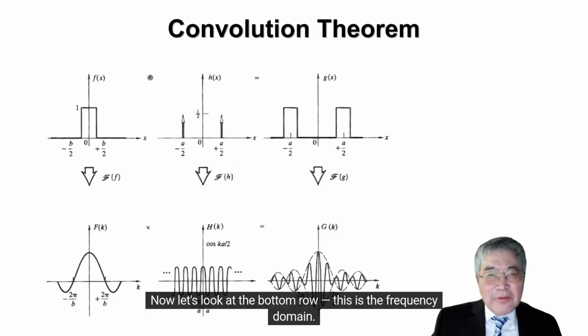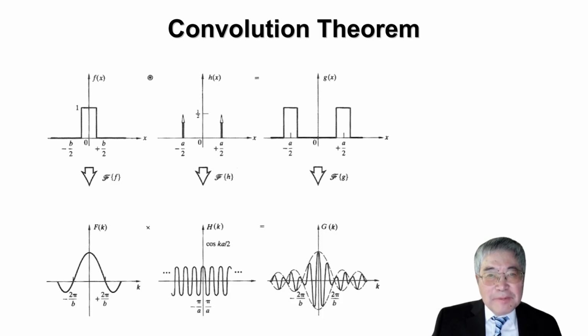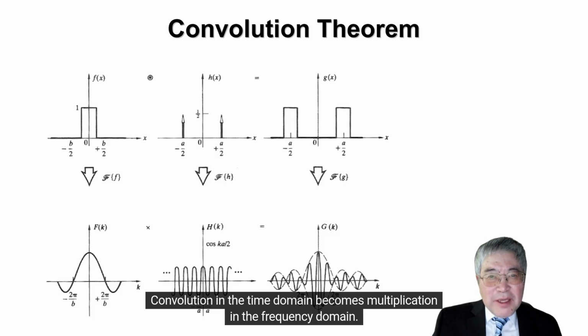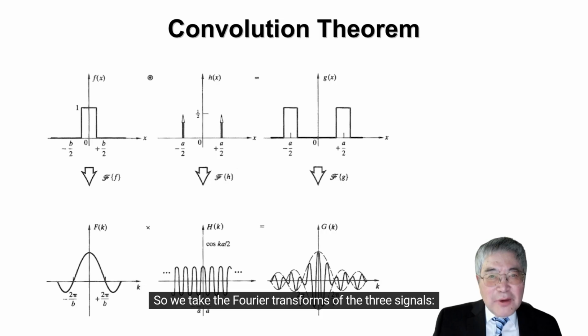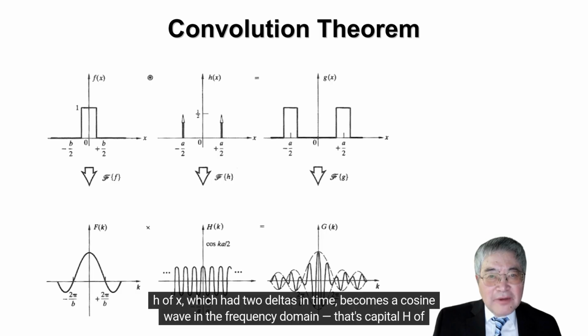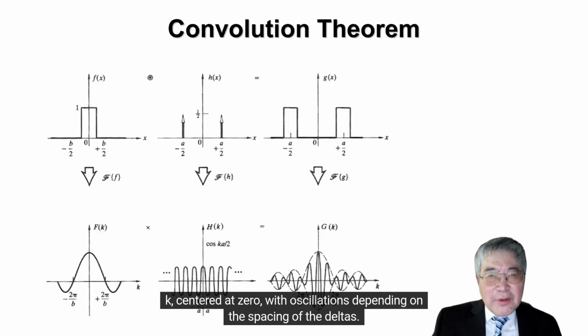Now let's look at the bottom row. This is the frequency domain. Here's where the convolution theorem comes in. According to the theorem, convolution in the time domain becomes multiplication in the frequency domain. So we take the Fourier transforms of the 3 signals. f of x becomes capital F of k, which is a sinc-shaped curve, smooth and localized in frequency. h of x, which had 2 deltas in time, becomes a cosine wave in the frequency domain. That's capital H of k, centered at 0, with oscillations depending on the spacing of the deltas.